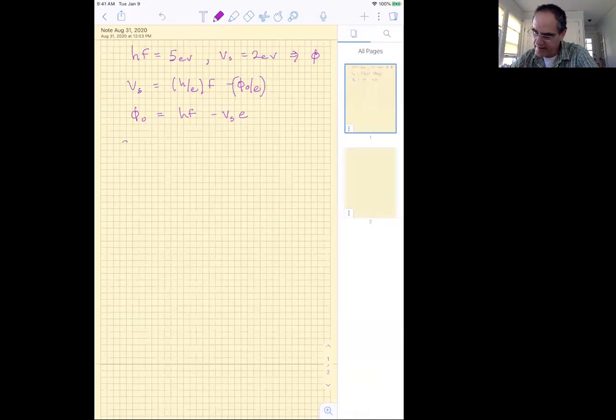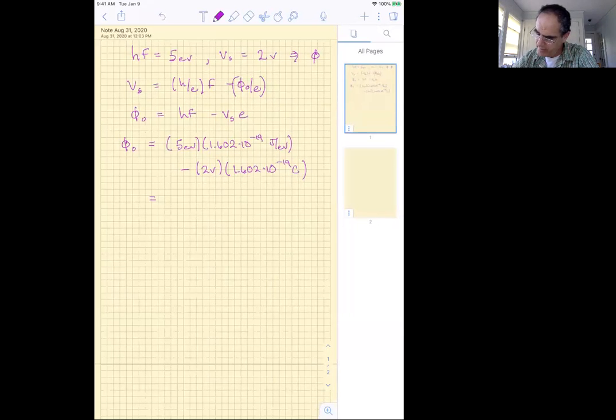So first, with SI units, we have the work function is equal to hf, which is 5 electron volts. Now we have to convert to the SI unit of energy, joules. So we multiply it by 1.602 times 10 to the minus 19 joules per electron volt. And then we're going to subtract from that 3 volts. Oh, I'm sorry. I think I've made a mistake here. 2 volts times the electron charge, 1.602 times 10 to the minus 19 coulombs.